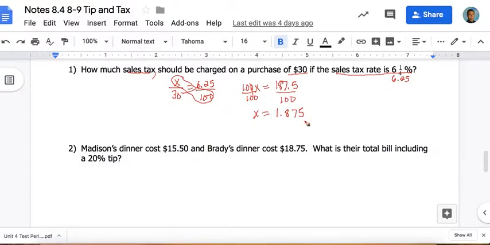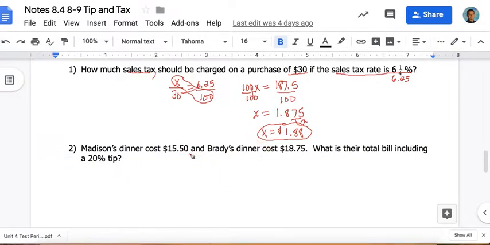1.875, but that is not how money looks. We need to round to the nearest hundredth, so we're going to underline the hundredths place and look to the right. If it's 5 or above, I give it a shove, so my answer is $1.88. And did I answer the question? I sure did. How much sales tax? $1.88.